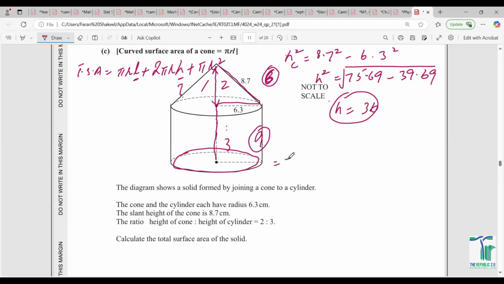values, pi r l, where the radius of the cone is 6.3 and the slanted height of the cone is 8.7, plus 2 pi, radius of the cylinder, and the height of the cylinder comes out to be 9.